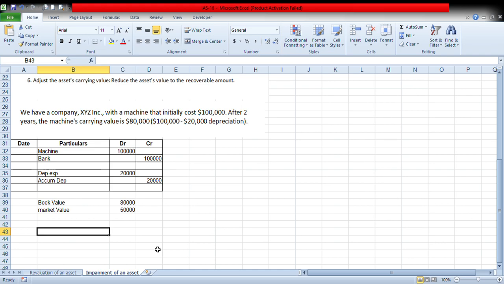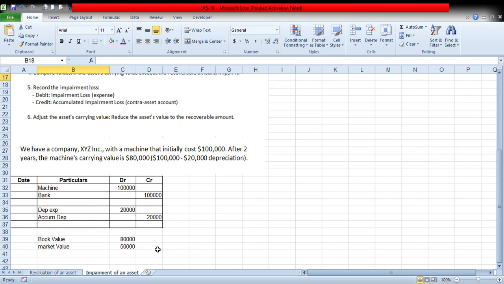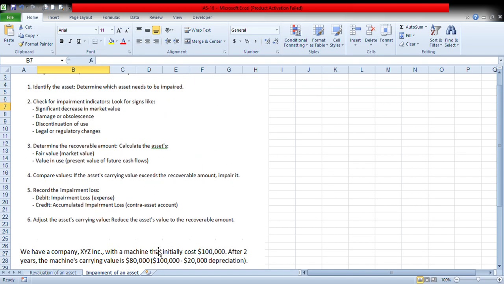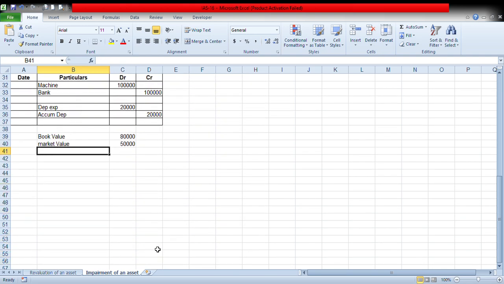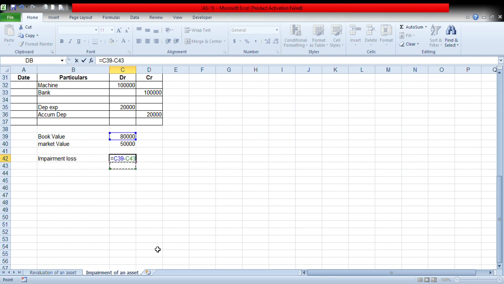As I told you, there can be many cases, like impairment indicators such as a significant decrease in market value, damage, discontinuation of use, legal or regulatory changes. So this can be the book value and the market value. So we have to record the impairment loss. What is the formula of impairment loss? It is very easy. As you know, the book value minus the market value. So it is our impairment loss.